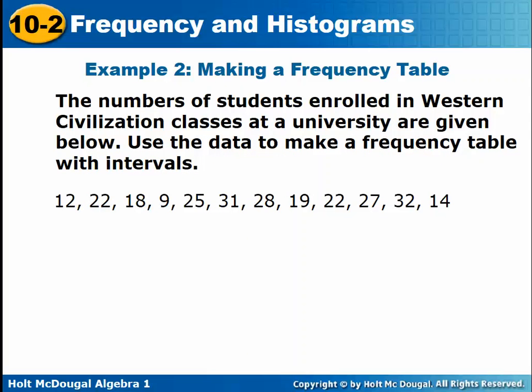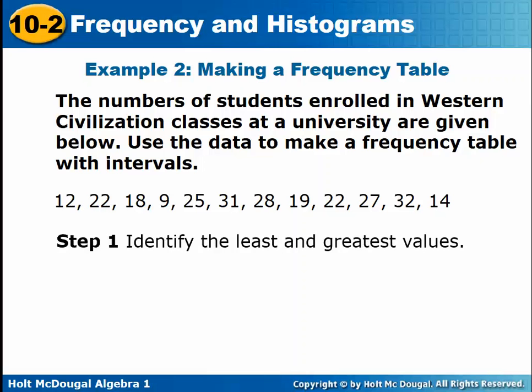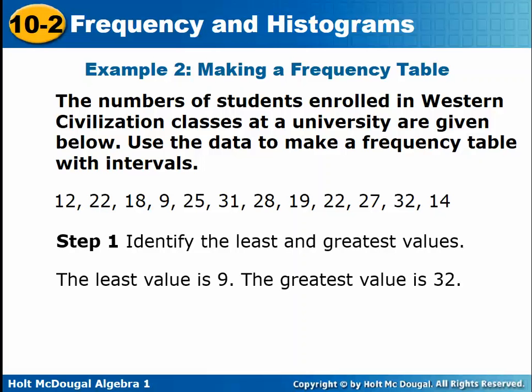Here is the number of students enrolled in a Western civilization class at a university, and we're going to use this data to make a frequency table with intervals. So sometimes you get to pick the intervals to use, and sometimes the intervals are picked for you. If you're going to pick your own interval, here are some keys that can help you do that. First, identify the least and greatest values. In this one, 9 is the least, and the greatest value is 32.